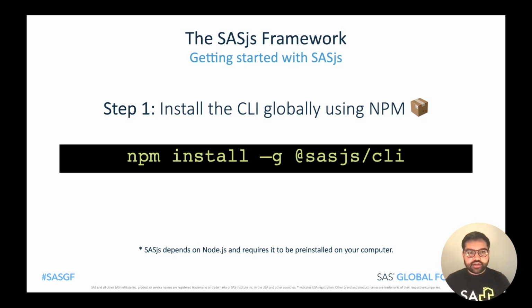To start, you can install the SAS.js CLI globally using npm. Since the SAS.js CLI depends on Node.js, it's a prerequisite that you need installed on your machine. So once you have that, you can install the CLI using the npm install command.